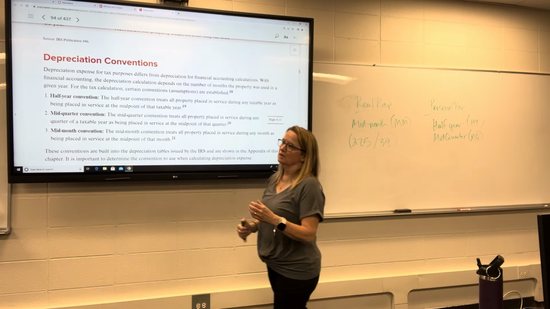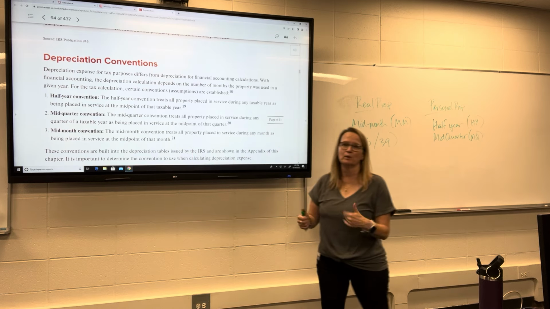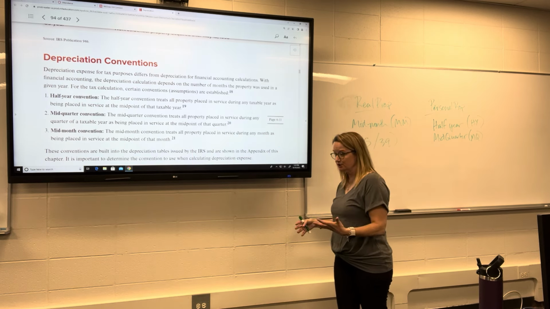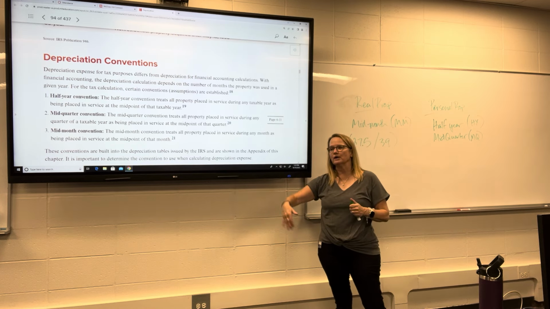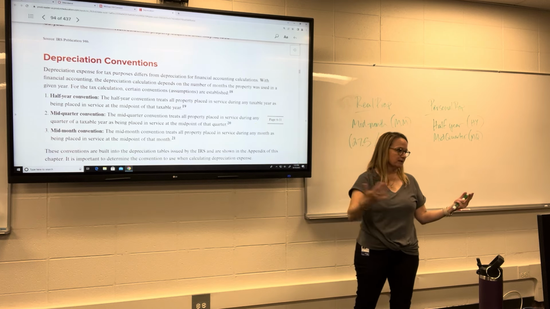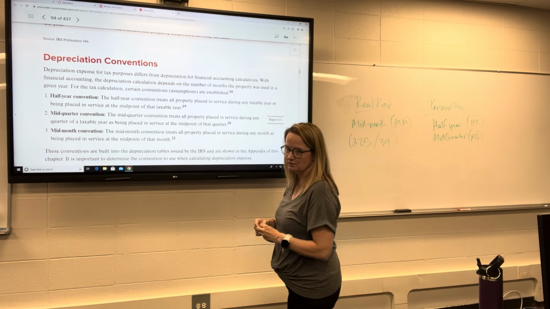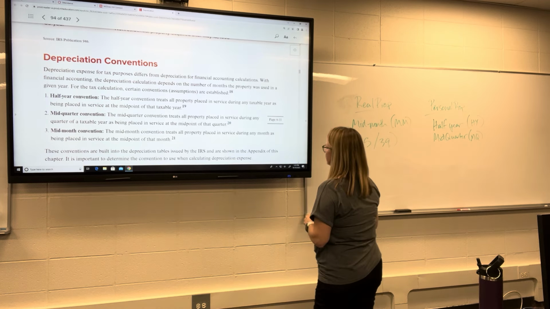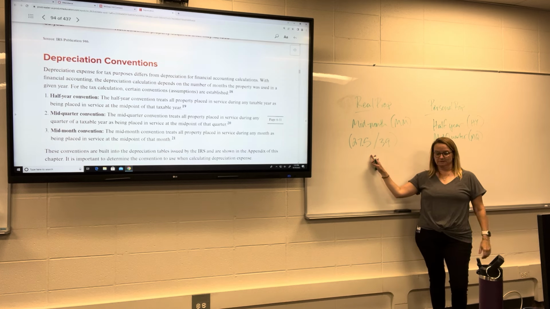Land, we're going to put it on the books when we bought it, but we're not depreciating it. So we put it in the software system when we bought it, but since we're not depreciating it, the starting point and ending point don't really matter for purposes of land. Okay, so questions about this?